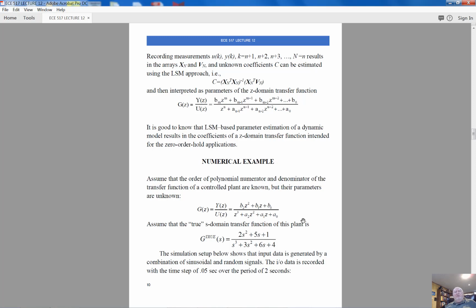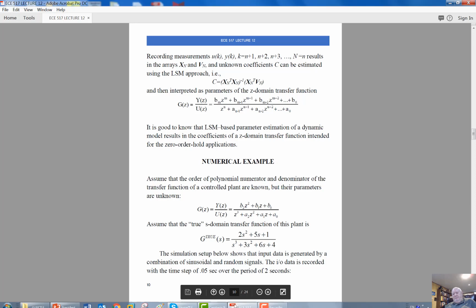Obviously, we don't have a real control plant. We cannot perform measurements on the plant, but we can choose a so-called true control plant defined by a true S-domain transfer function, and we will treat it as the real plant from which measurement data will be taken. What shall we do if this transfer function is chosen and will be used as the true control plant?